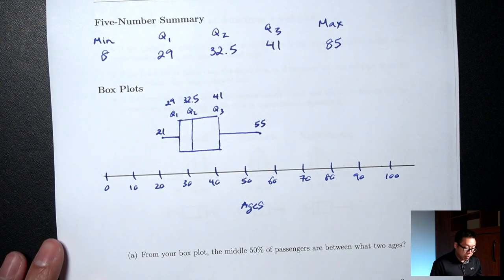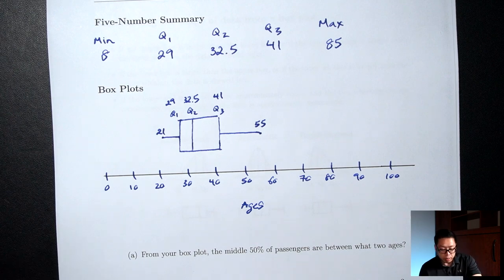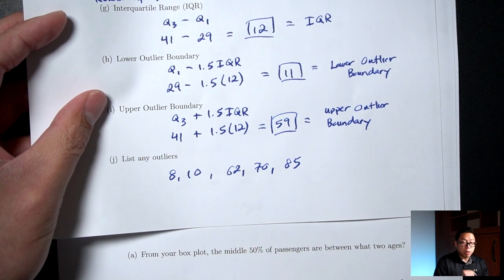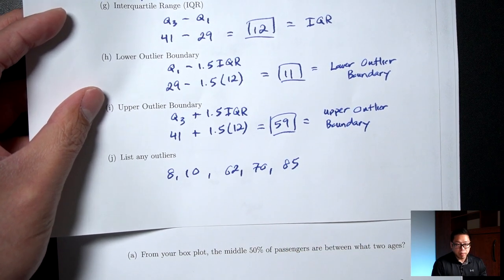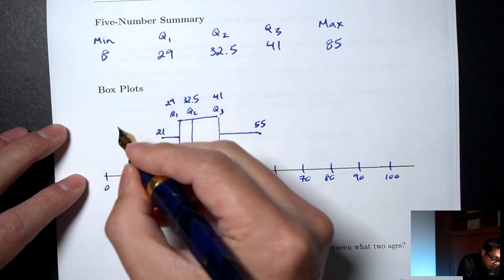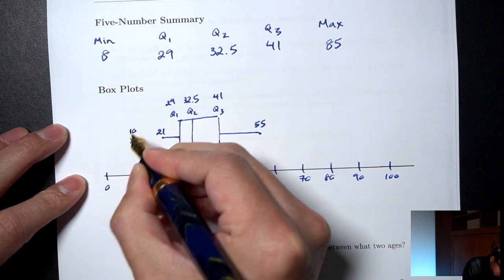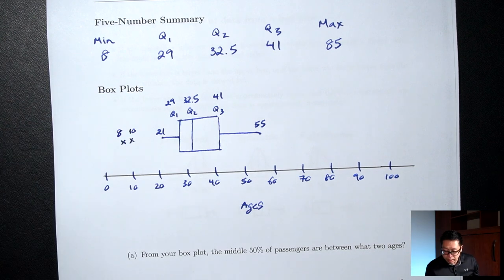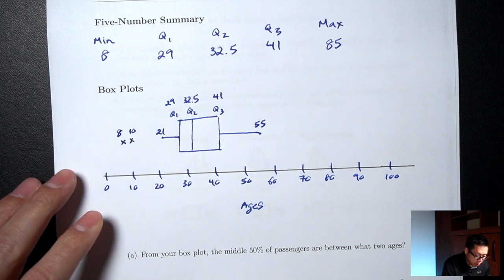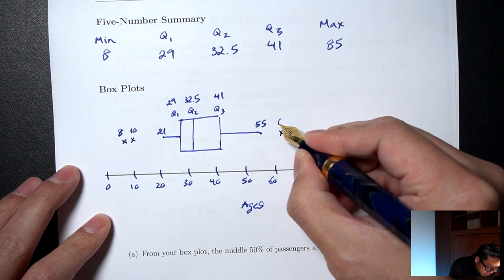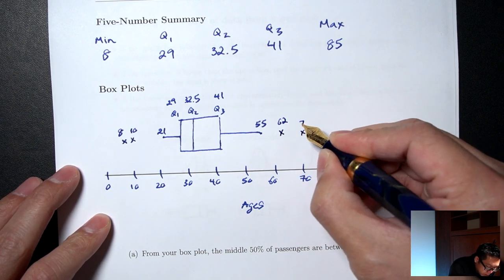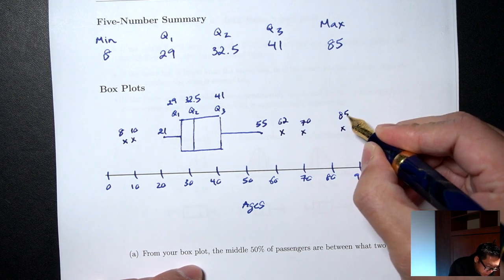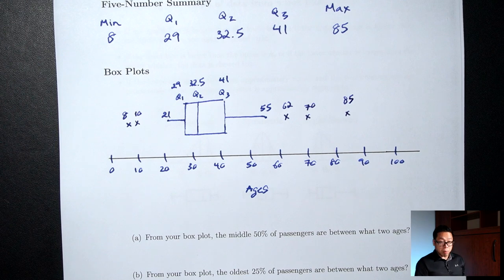And then the only thing left is the outliers. The outliers, 8, 10, 62, 70, 85. We're going to indicate those with little X's. So 8 and 10, here's 10, and 8 is right next to it. And then on the high side, we had 62, 70, and 85. And that's a box plot.